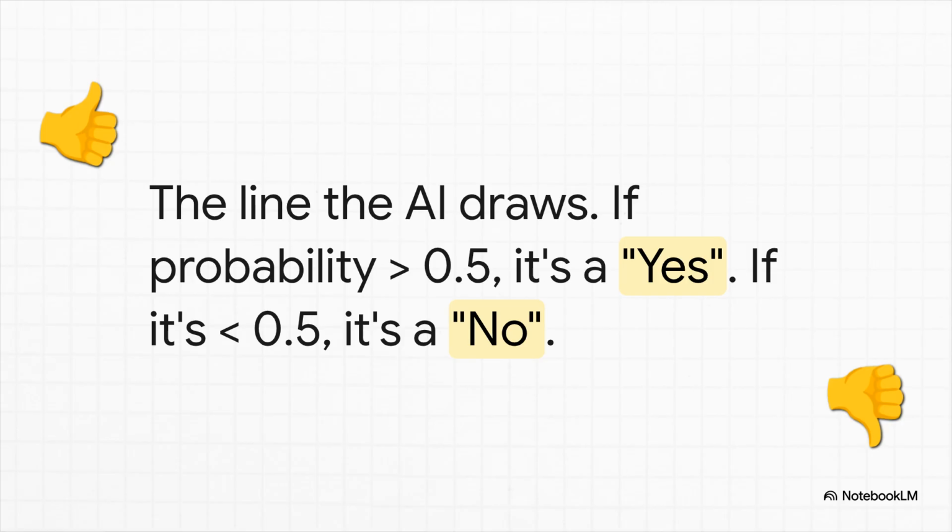Most of the time, we just set it right in the middle, at 50%. So if the AI calculates a student's probability of passing is more than 50%, it says, yep, they'll pass. If it's less than 50%, it predicts, nope, they'll fail. It's as simple as that. It's basically the AI's version of a gut check.